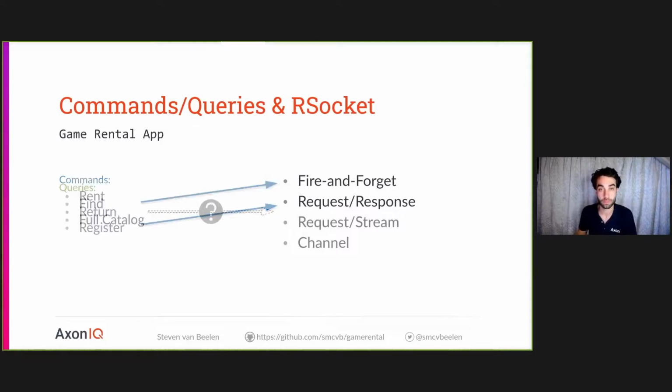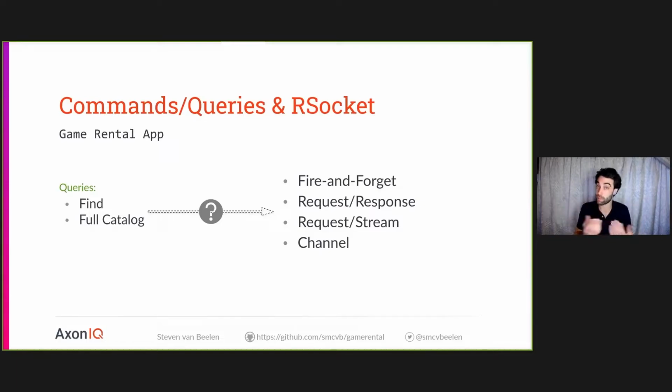Okay, time to move over to the queries. Again, rather straightforward. We have two approaches. We have a find game and a full catalog. The find is just retrieving a single game you're interested in based on an identifier, where the full catalog is stating to the system, give me all the titles you have for rent and, well, keep me up to date as soon as you get new ones.